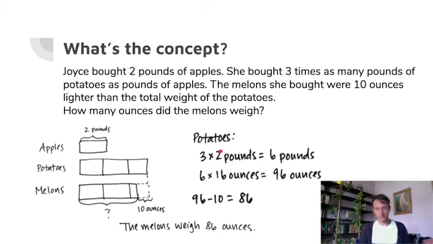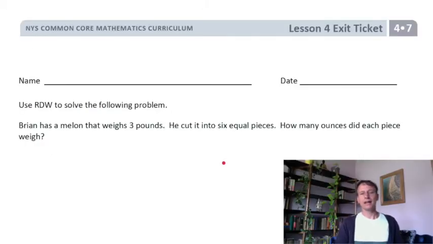Is that your final answer? That's my final answer. You want to call a friend? I don't need to call a friend. Call a friend, just to be nice. I don't want to. The melons weigh 86 ounces. Boom, there you go. Look at that exit ticket. We got more melons. Somebody had a hankering for melons that day, I tell you.